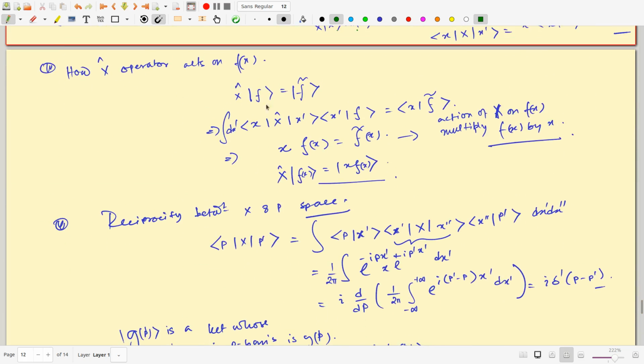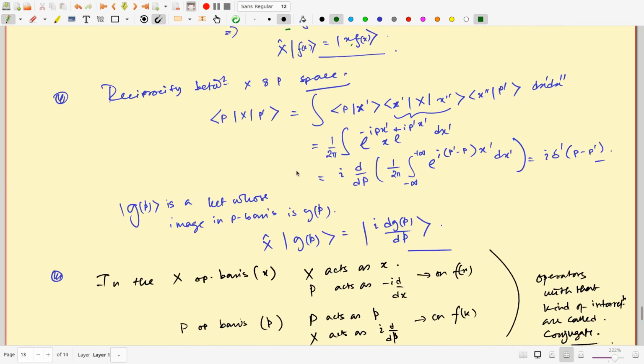So how does the x operator act on an arbitrary f? When I write it in the x basis, its job is just to multiply f(x) by x. You can see this very simply, because this guy is just x, so this f(x) is just this. Symbolically we write it: f(x) just goes to x f(x). So that is the reciprocity. Now we can see the reciprocity between these two spaces.